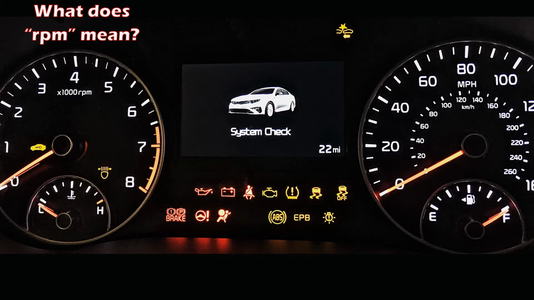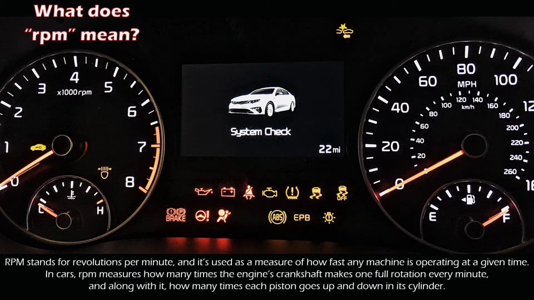So as a little add-in to this, you might have noticed driving in a car, there's like this little thing over here. It says RPM. What the heck does RPM mean? Do you know? Think about it. It stands for revolutions per minute. And it's used to measure how fast any machine is operating at a given time.